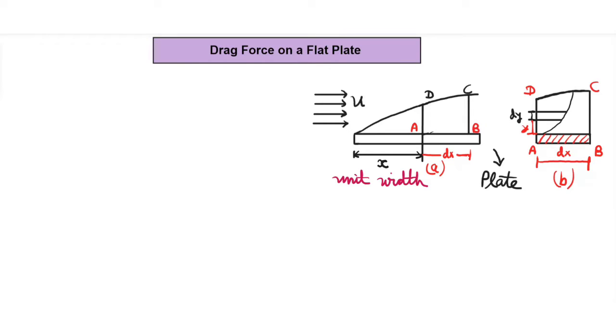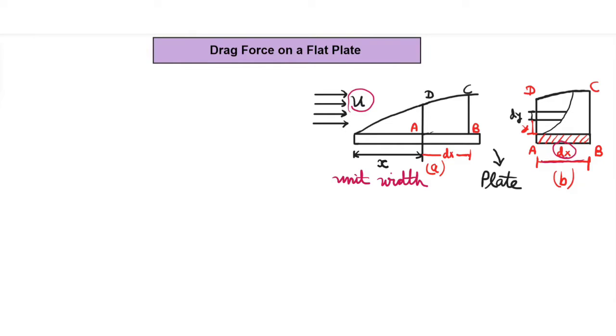As seen in the diagram, we have a thin plate and the fluid flows with a free stream velocity capital U. अगर हमें ड्रैग फोर्स या स्किन फ्रिक्शन फाइंड करना है प्लेट पे, तो हमें जो वेलोसिटी प्रोफाइल है नियर द प्लेट वो पता होनी चाहिए. And for that, we are just considering a small length dx of the plate at a distance x from the leading edge, as I have shown in this figure.